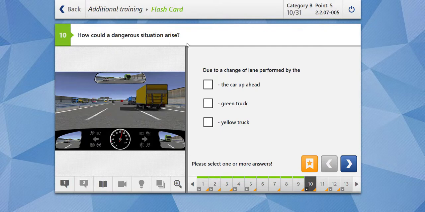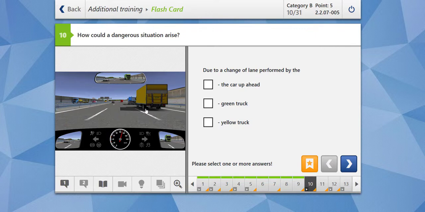How could a dangerous situation arise? Due to a change of lane performed by the car up ahead, green truck, yellow truck. Green truck you need not care about because you have already overtaken the green truck. The car up ahead, no. This car is far away from you. There's a safety distance between you and the car.